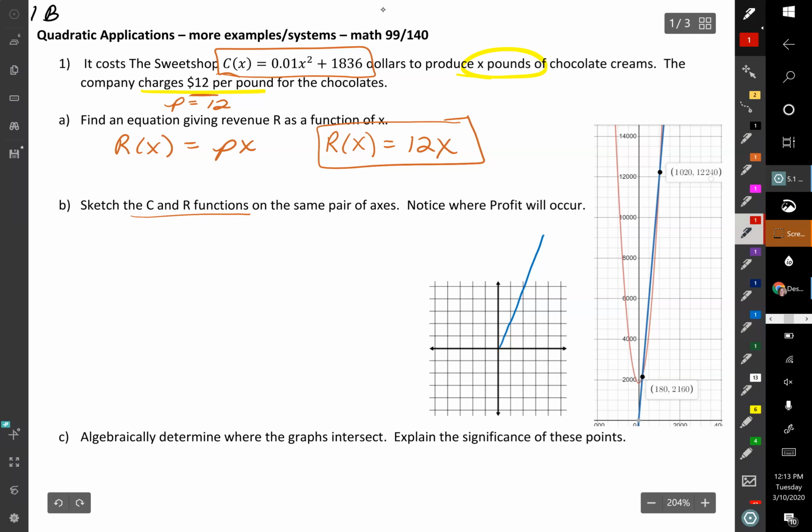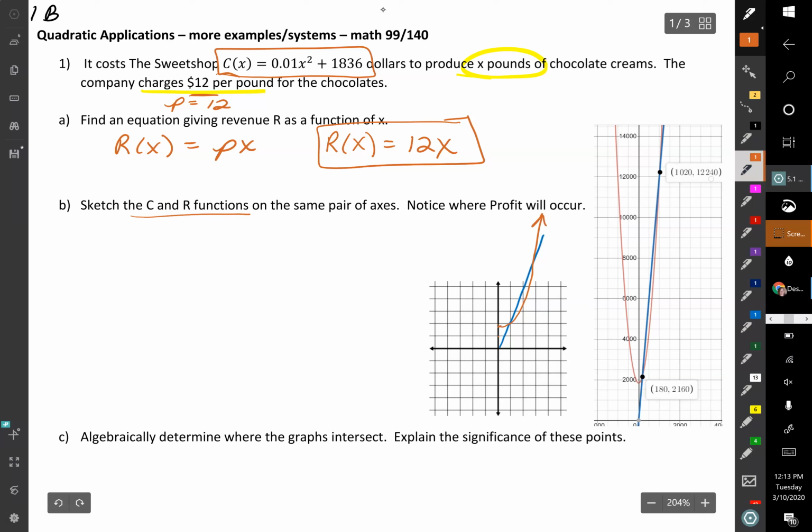And then I would have the cost. So if each mark is 1,000, 2,000, that's my y-intercept. It's going to be somewhere around there. I know it curves up, and I know it's pretty skinny because I have a decimal that is between 0 and 1. So I'm going to try to just sketch this in here like that.